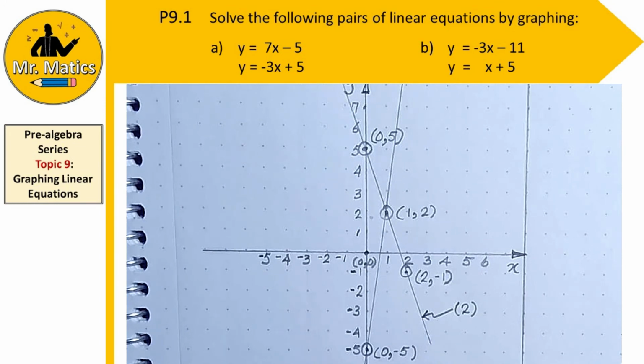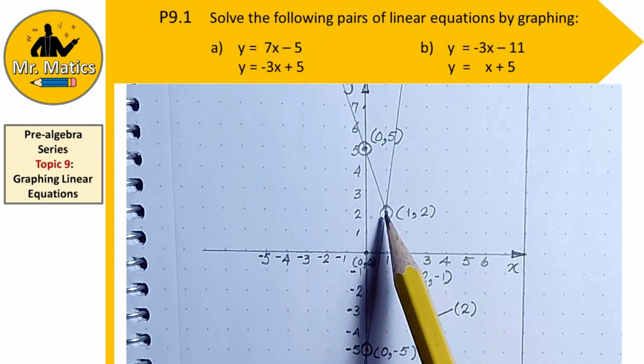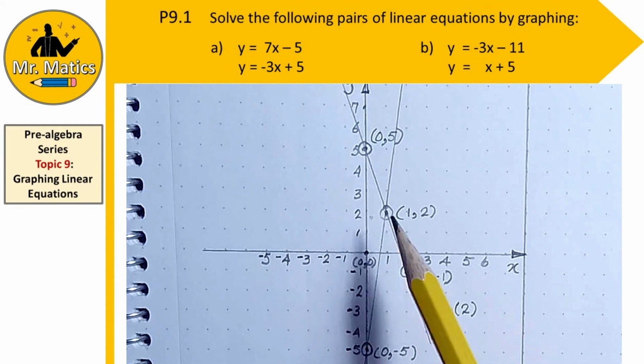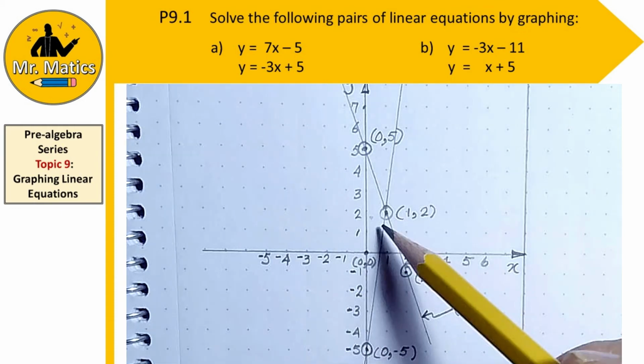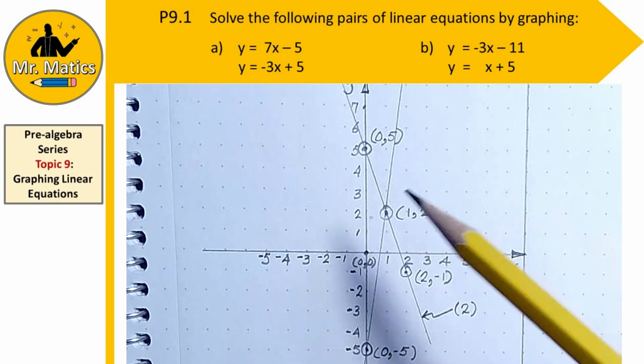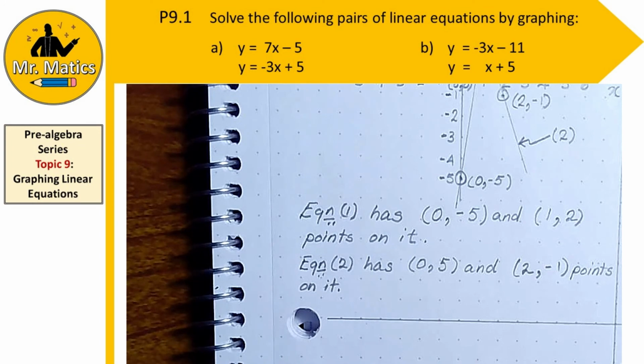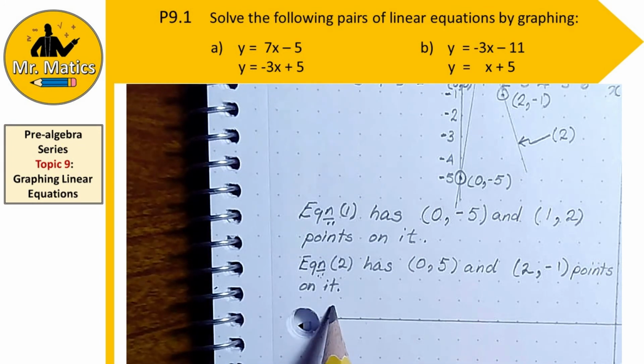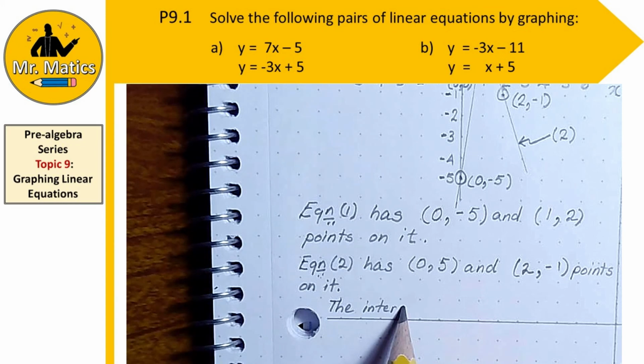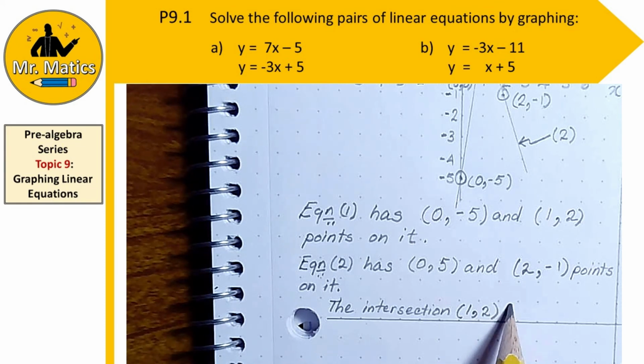Okay, it so happens, just by luck, that they are intersecting at 1 comma 2. We didn't choose it to be, but it just so happens by luck that they are intersecting at 1 comma 2. So it means 1 comma 2 is a solution that will satisfy both equations. So right, the intersection (1, 2) is the solution.